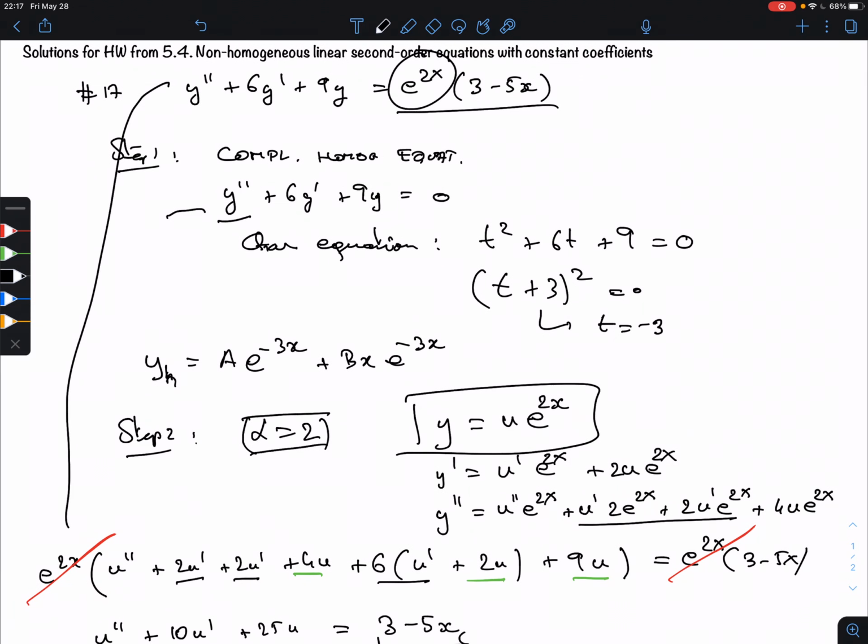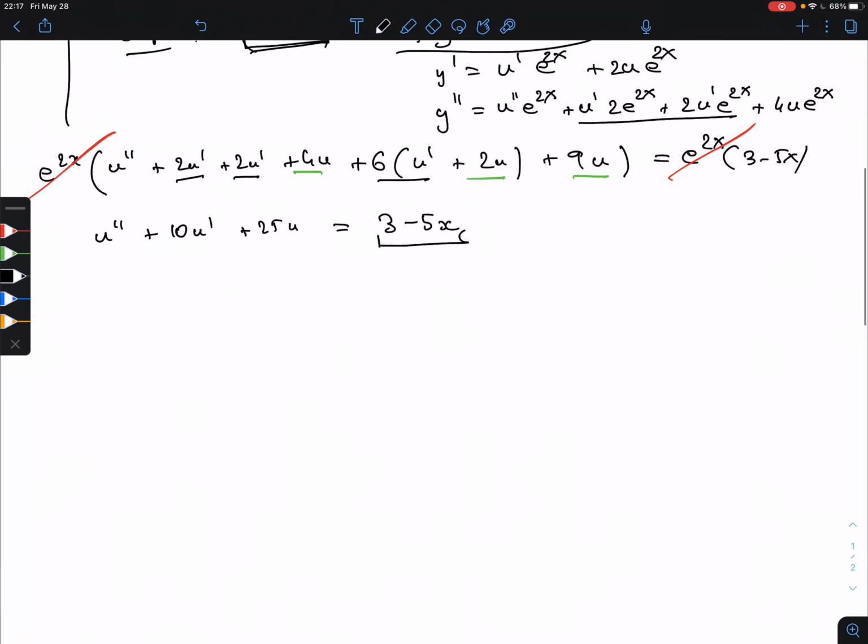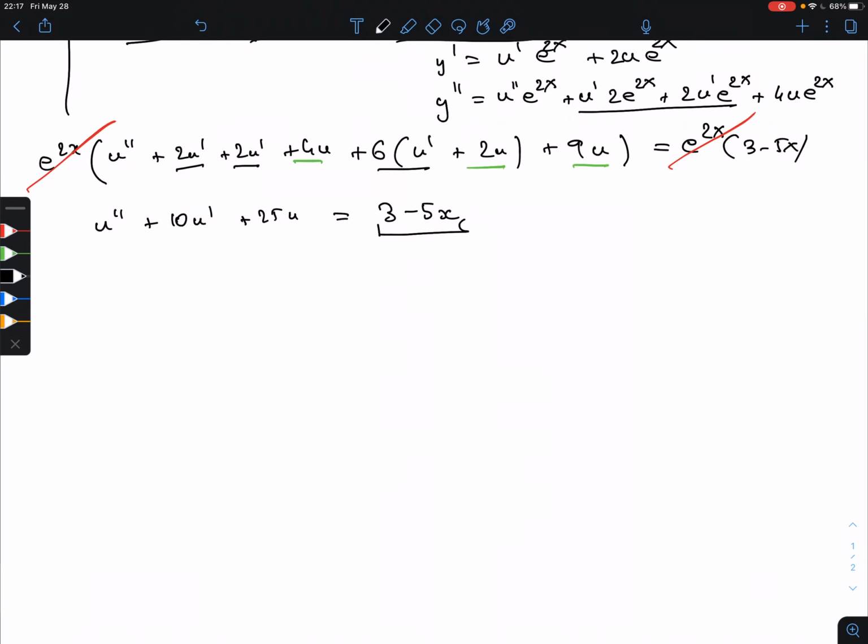Because alpha is 2, and that is not a root of the equation. So the multiplicity of alpha in this equation is 0. There's only one solution, and it's -3, which is not 2. So that's why everything is very simple, and we know that u has to be of the form a plus bx. So u prime is then equal to b, and u double prime is actually 0.